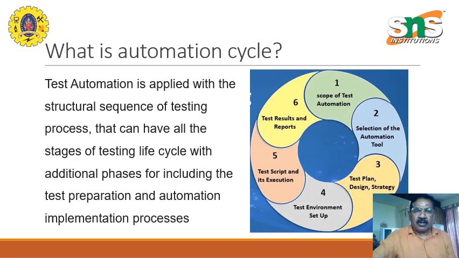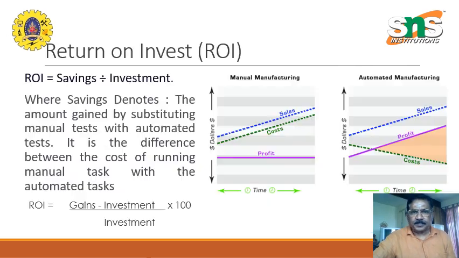Test automation is applied with a structured sequence of the testing process that can have all the stages of the test life cycle, with additional phases for test preparation and the automation implementation process.